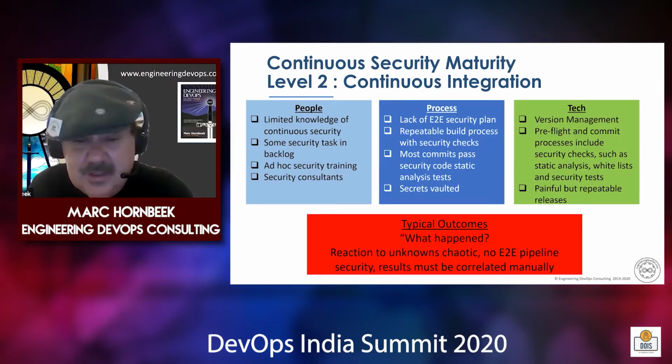So in the consulting work, I find the question is, what happened? At least that something happened. You've got enough in place that you can detect something is a concern from a security point of view. You may not know exactly what it is, but at least you've got some pointers to say, yeah, I've got a problem to look into. And generally speaking, at least from a release point of view, you've got a reaction to what isn't known, somewhat chaotic. You don't have an end-to-end pipeline security capability, and the results generally have to be correlated manually. But it's still a lot better than level 1.